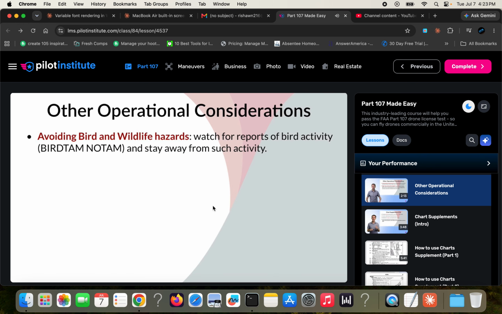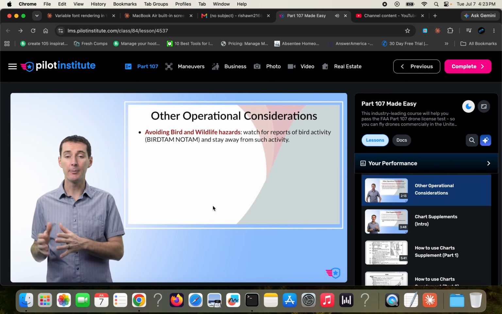Another thing you want to avoid is areas that have any kind of wildlife, birds or wildlife. These are going to be reported by air traffic control or even by a NOTAM.